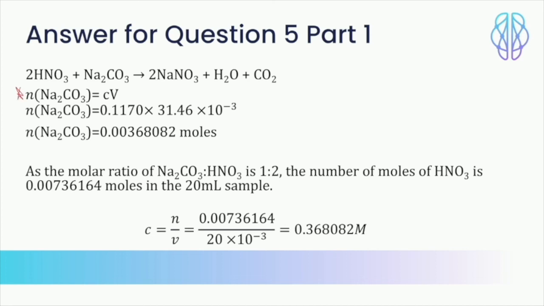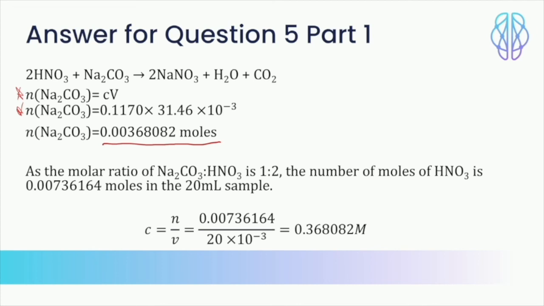So I've got my equation. I substitute. So I needed 31.46 milliliters, so that was the titer, of 0.1170 molar sodium carbonate to neutralize that nitric acid. Multiplying these two factors together, I get 0.00368082 moles. So that's how many moles I needed to neutralize that nitric acid.